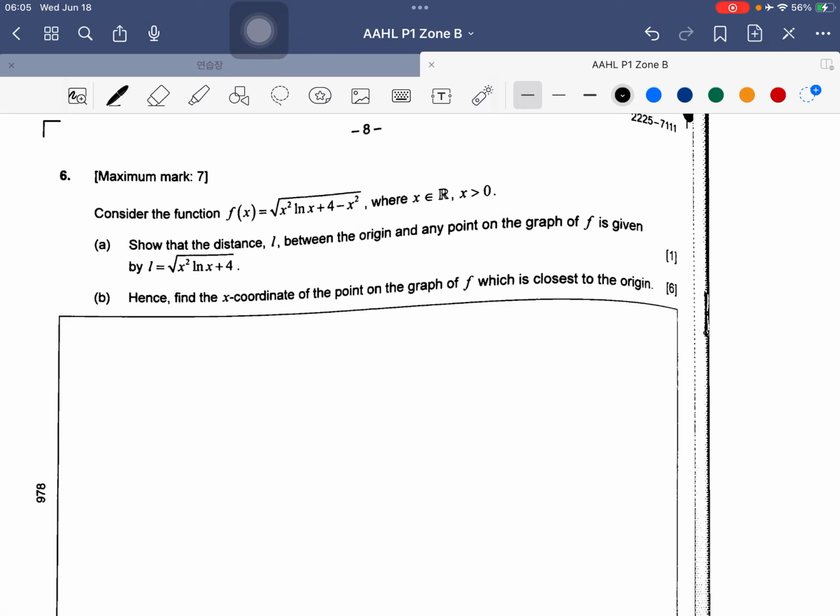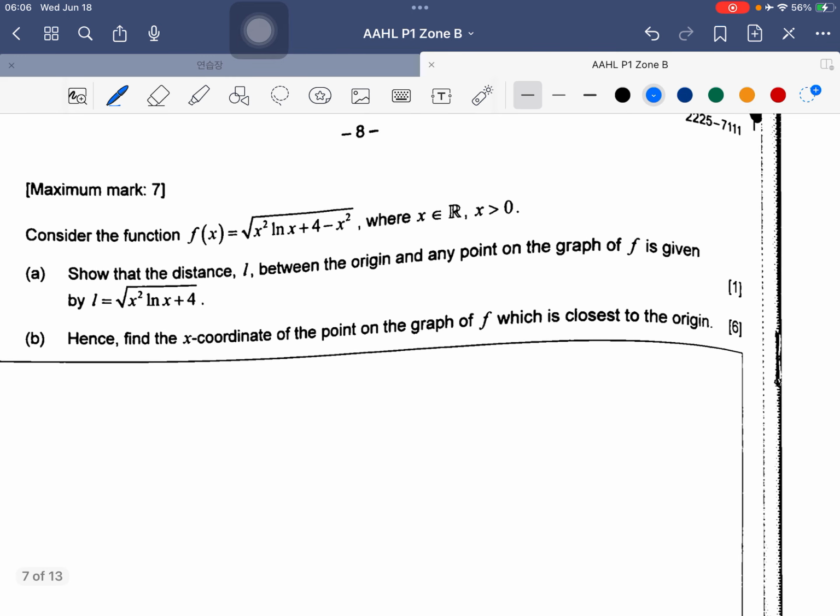Okay, question number 6, maximum mark 7 points. Consider the function f of x, just like this, where x is a real number and x is greater than 0. Show that the distance L between the origin and any point on the graph of f is given by this equation.